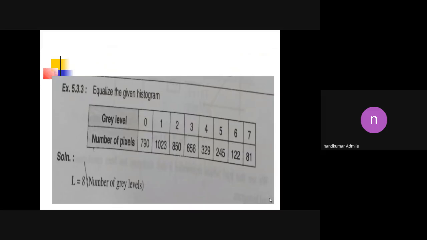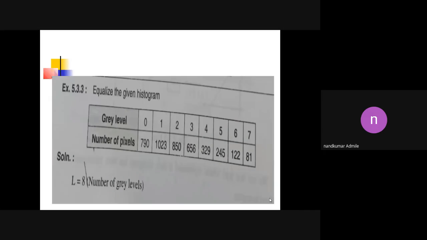Now the most important part. Based on histogram equalization, either there is a short note on histogram equalization or there is an example for 6 marks. This part is very important from the exam point of view, so everyone try to focus on this example. Take a pen and paper and calculate along with me.